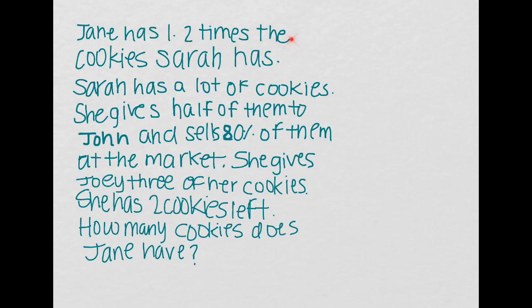Jane has 1.2 times the cookies Sarah has. Sarah has a lot of cookies. She first gives half of them to John and then sells 80% of them at the market. She gives Joey 3 of her cookies and then she has 2 cookies left. How many cookies does Jane have?